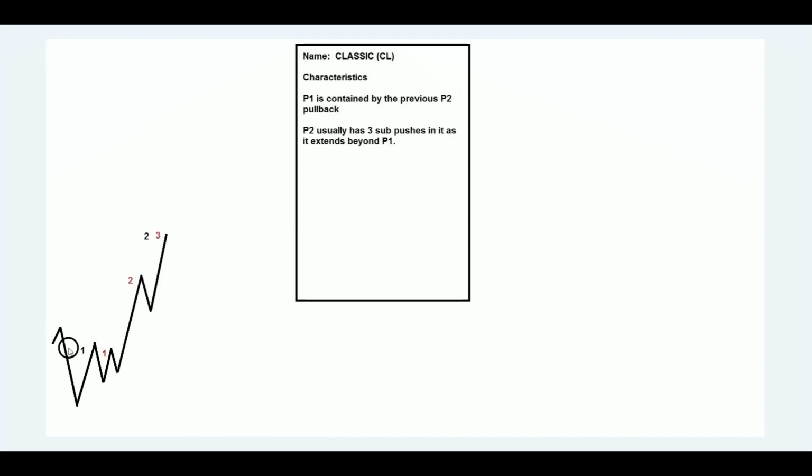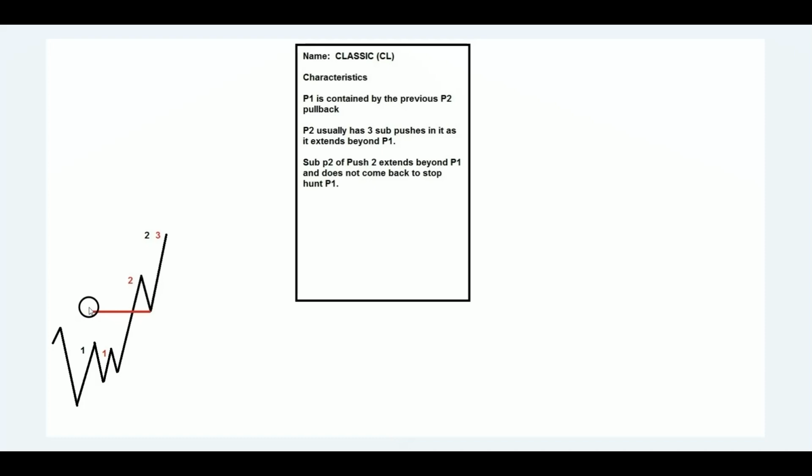Push 2, well, it's going to take it out. Push 1 can take it out. These are sub pushes. The red ones are sub pushes. The sub 1 can take it out. Sub 2 definitely should, and sub 3 definitely will. Okay, it can be 1, 2, or 3 movements up there, however it is. And your push 2 is coming back here and stop hunting things.